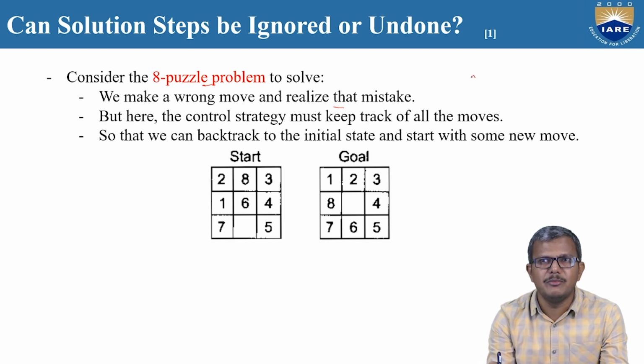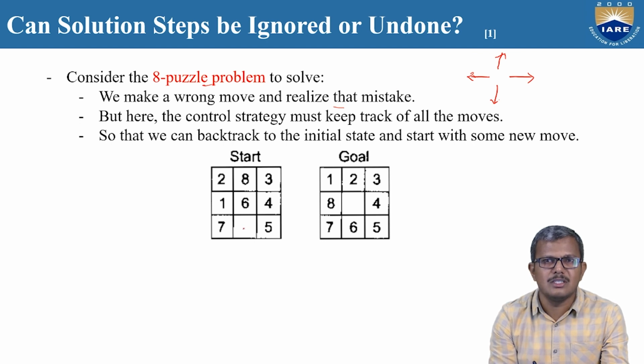In the 8 puzzle problem, we have 4 different legal moves. An empty tile is given to us. By making use of this empty tile, we have to adjust these numbers in such a way that we get the goal state. That means these particular numbers need to be arranged in the way given in the goal state.